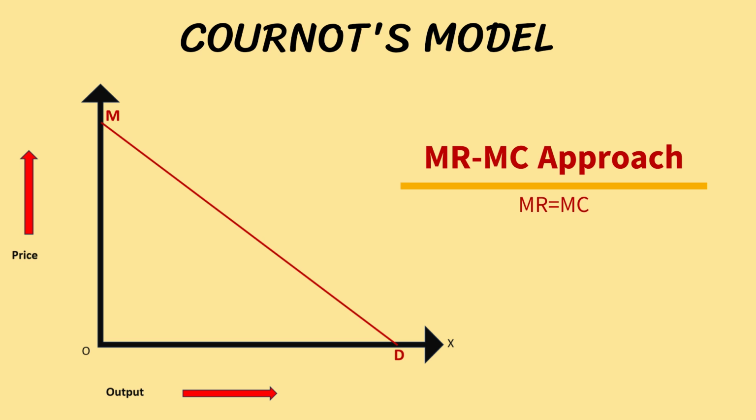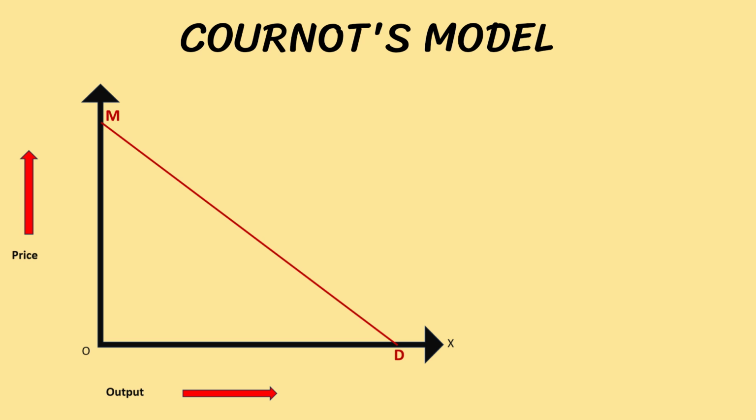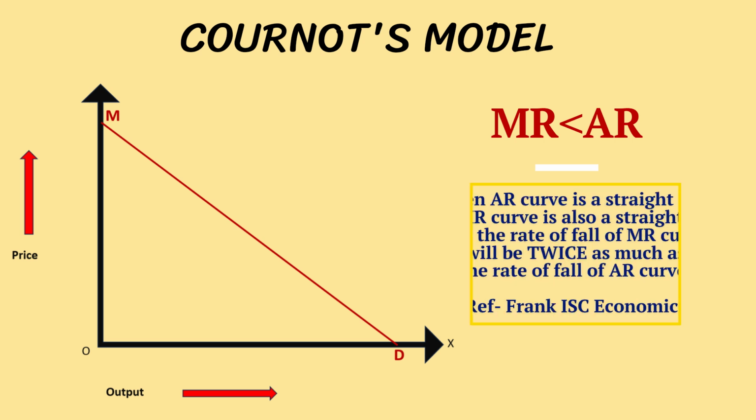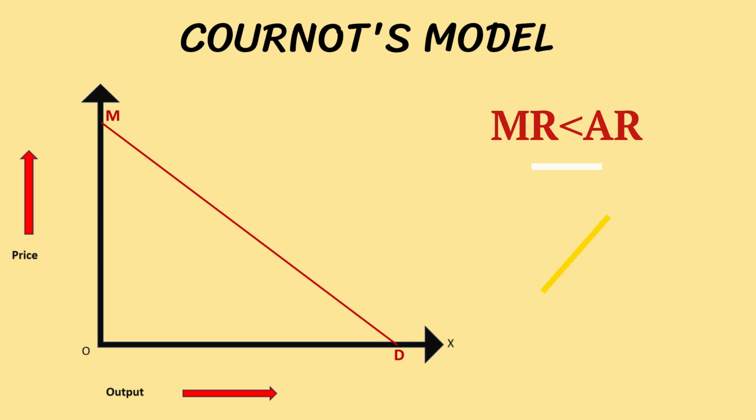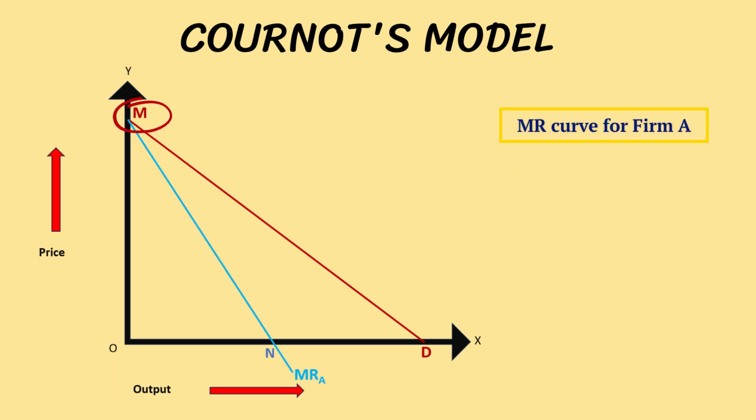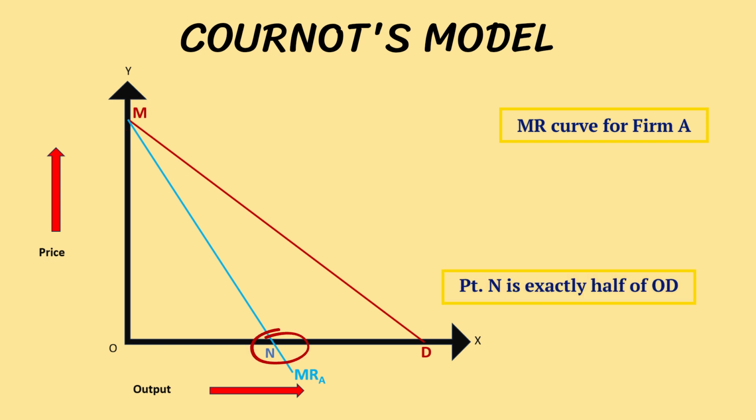So, starting with drawing the MR curve, as we all know, under an imperfect competition market, MR is always less than AR, with a unique feature that when AR is linear, as we have it here, MR also becomes linear, but MR falls at twice the rate. So MR will be linear and steeper. Here we have the MR curve for firm A, which starts at the same price on the y-axis as the demand curve, but intersects the x-axis at point N, which is exactly half of OD.